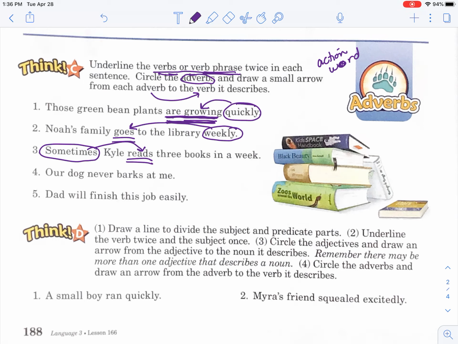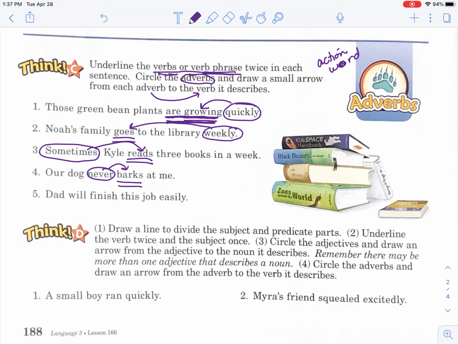Our dog never barks at me. What is a dog? What's the action of the dog? What's the action there? What's the verb? Barks. How often? Never. Never barks. Okay.